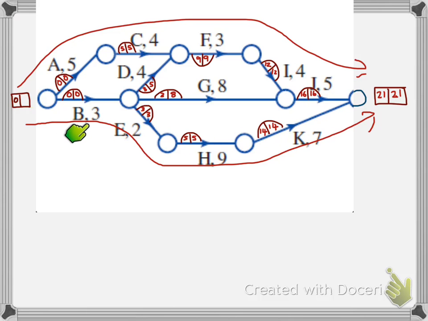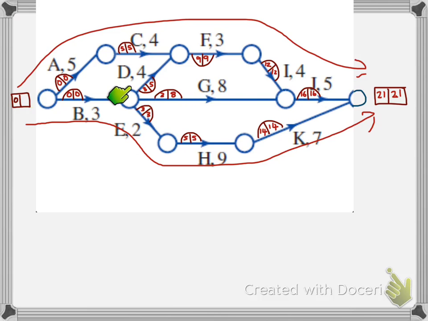Same for this one. 3, 2 for E, that's 5. 9 for H, that's 14. 7 for K, 14 and 7, 21. But look at this pathway. 3 and 8 is 11 and 5 is 16. This is not as critical. Alright, that's why we can afford a delay at this point here.